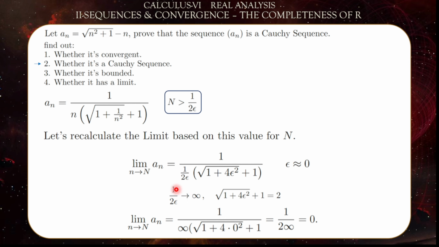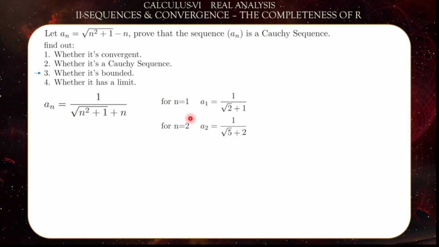On the other hand, 1 divided by 2 epsilon approaches infinity because epsilon is very close to 0. Meanwhile, 4 epsilon squared is equal to 0 because epsilon is very small, very close to 0. So the limit of a_n as n approaches capital N is equal to 1 divided by infinity, which is 1 over 2 epsilon, multiplied by square root of 1 plus 4 times 0 plus 1, which is 1 divided by 2 times infinity, equals 0. So we proved the limit using this method.